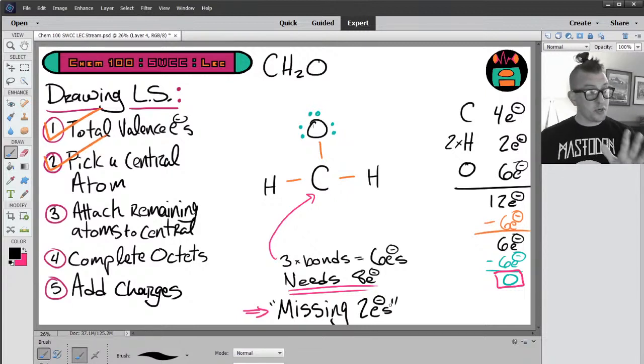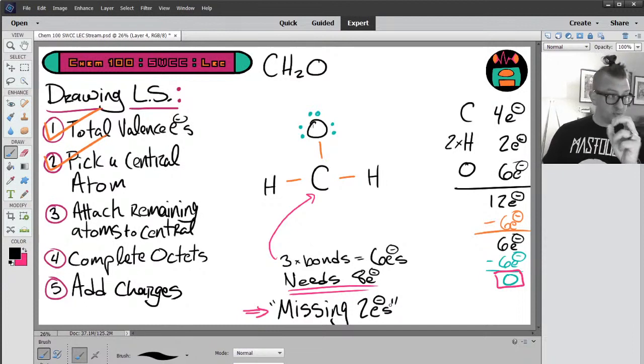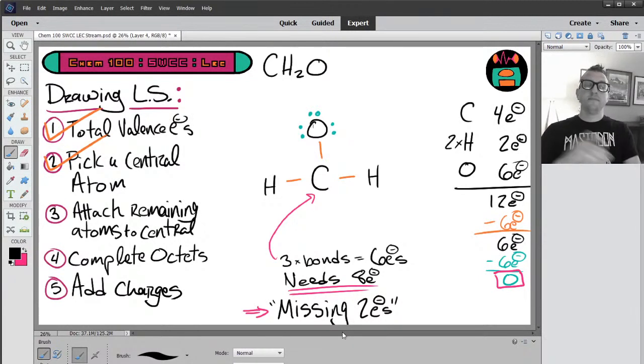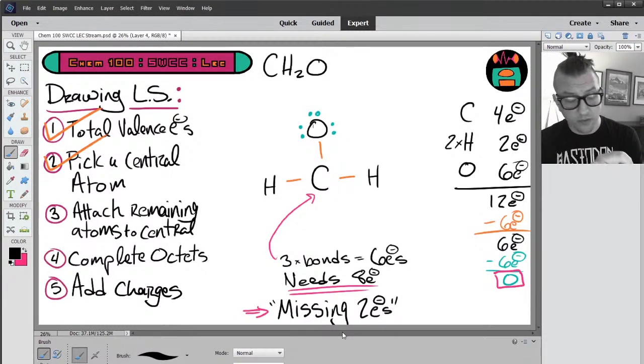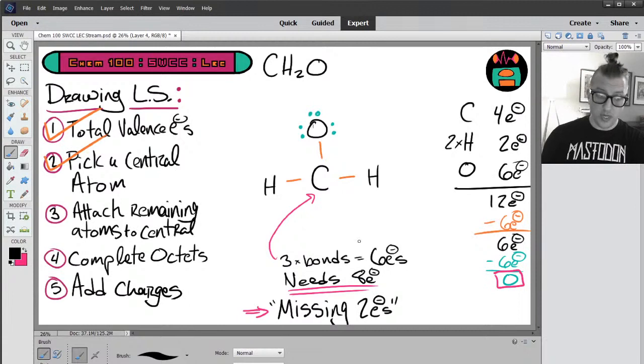This is not uncommon when you're doing Lewis structures. You'll run into situations like this where you're missing 2 electrons. What does that mean? That means when you're quote unquote missing 2, that's a problem, but the solution is always the same. To solve this problem, you need to create a double bond. And here's what I'm talking about.